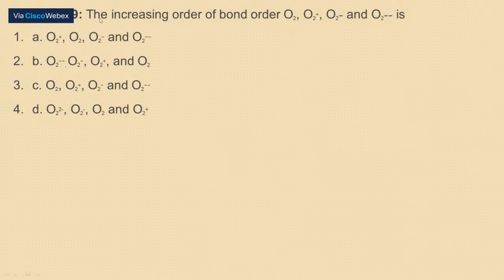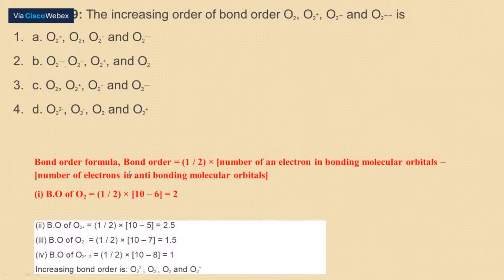So what they asked is the increasing order of bond order, where bond order means the number of covalent bonds present between the two oxygen atoms, whether in case of oxygen, O2 minus, O2 plus, or O2 2 minus. The different options are given here like A, B. Now let us see the answer.